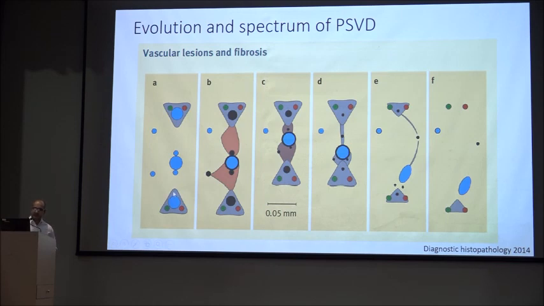So this is a portal triad. Here you can see three structures. This is the artery, this is the bile duct, and this is the portal vein, and this is the central vein. Now what happens? There is an obliterative portal venopathy. There will be obliteration of the portal vein.